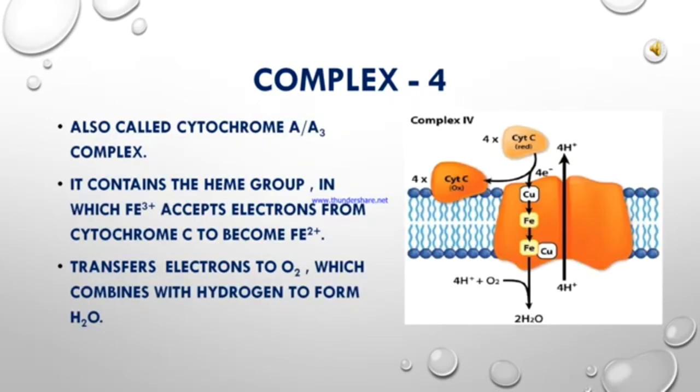Complex 4 is also called the cytochrome a, cytochrome a3 complex. It contains the heme group in which the Fe3+ ion accepts the electron from cytochrome C to become Fe2+ ion. Complex 4 transfers electrons to oxygen, which combines with hydrogen to form water.